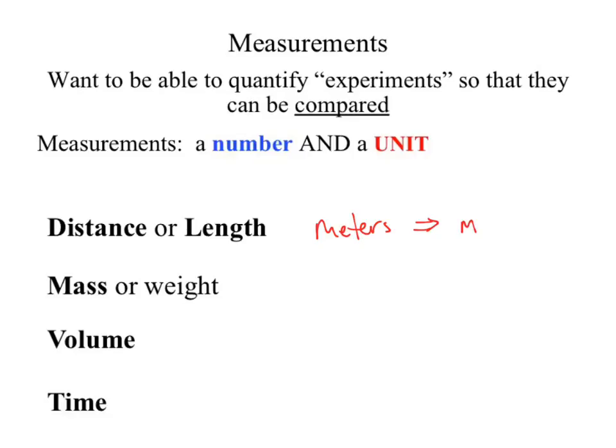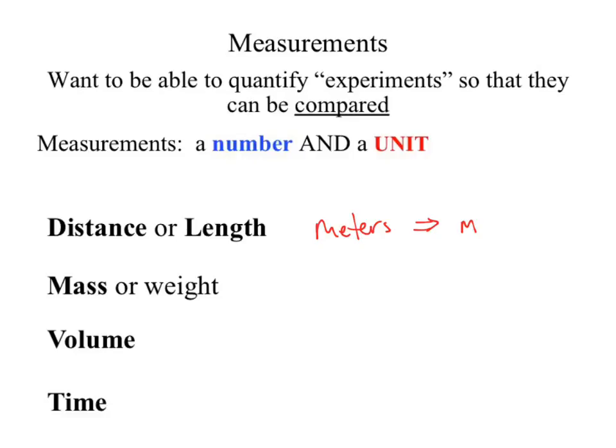Lowercase m. Okay. Mass or weight. These are two inherently different things. Mass is a constant, not dependent on gravity. Weight is dependent on gravity. Your weight will change when you go to space. Your mass does not. Okay?